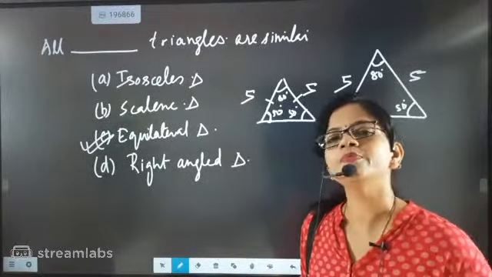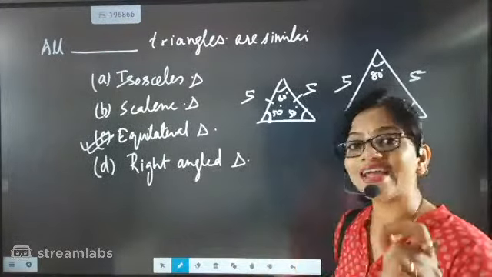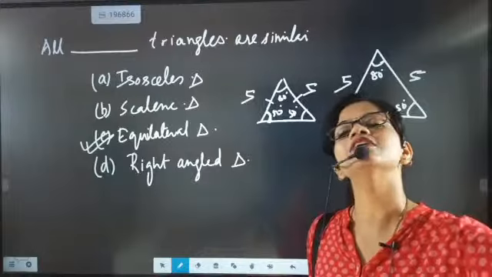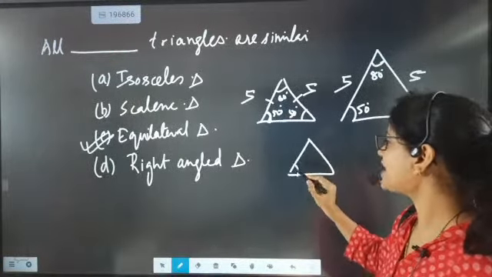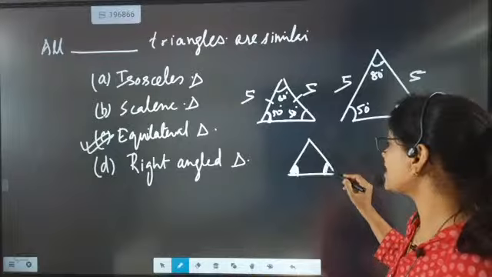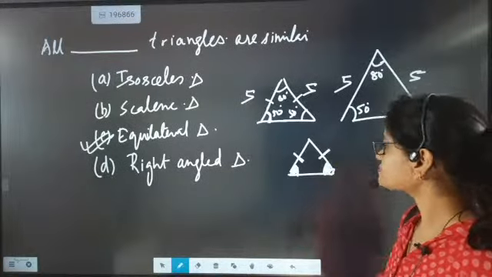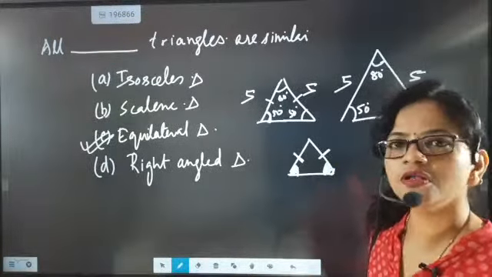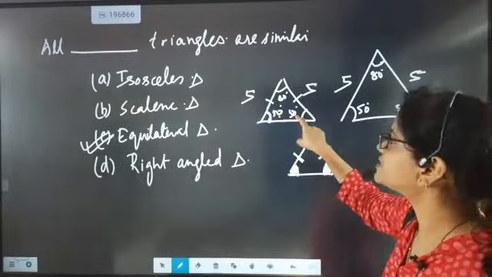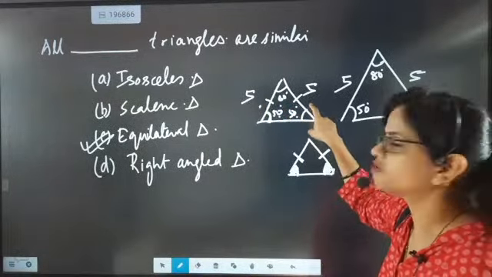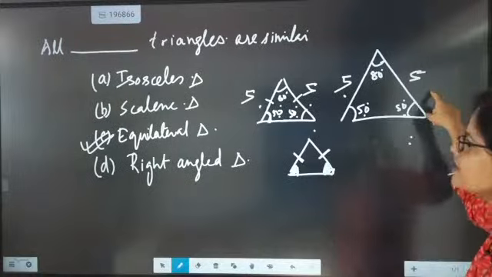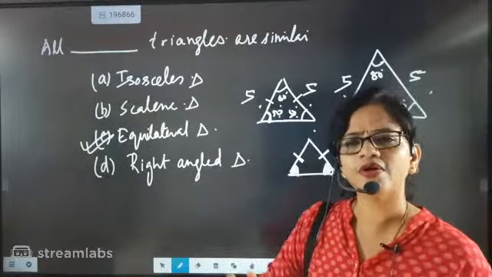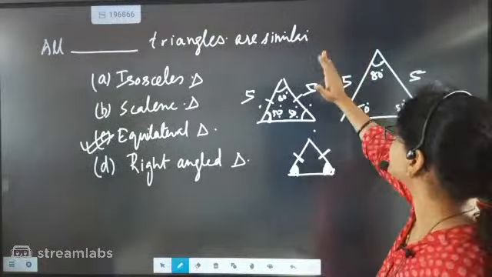Why, beta? Because we know that sides opposite to equal angles of a triangle are equal. If this angle is equal to this angle, then its corresponding sides will become equal. So if this is 50 and this is 50, then this side will be equal to this side. But who told you it has to be 5? Okay, fine. We have taken it as 5, we will take it as 10.